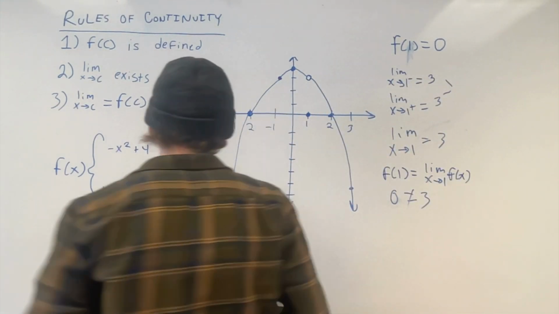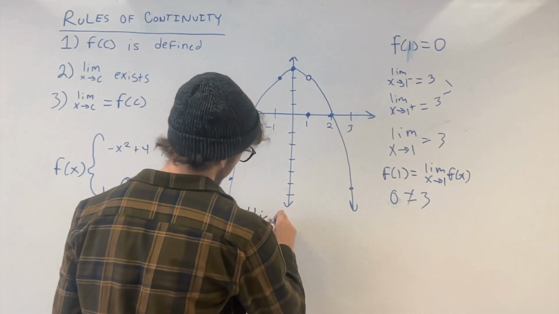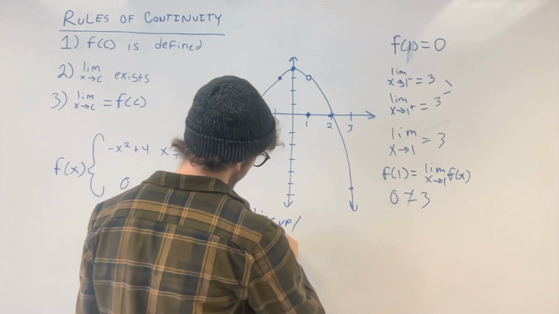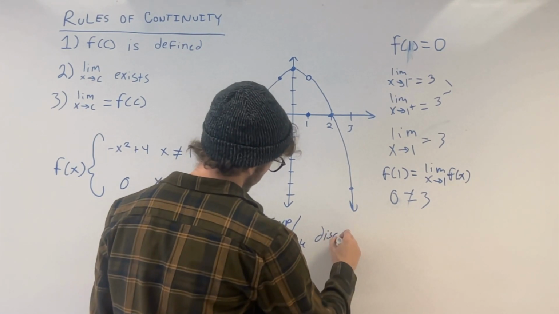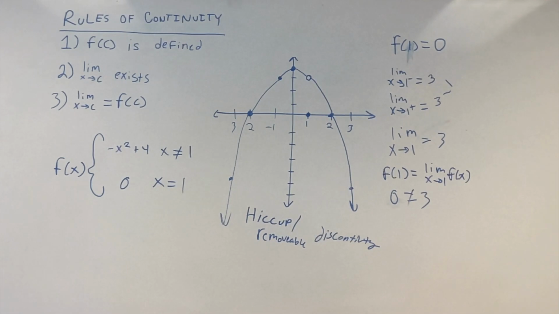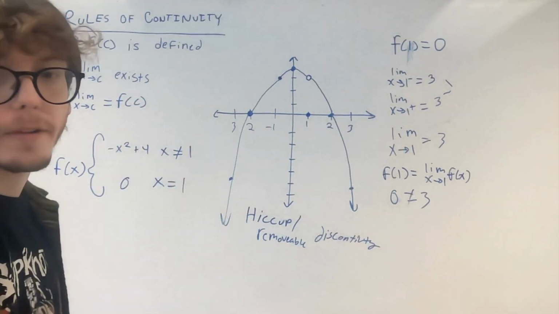So I hope you get the point here. This is called a hiccup discontinuity, or we can call it removable discontinuity. Now there's one more that we will see, and that is what's called infinite discontinuity. So let's get to that right now.